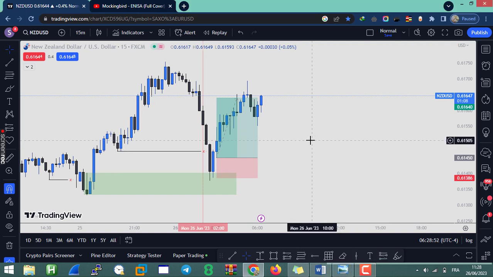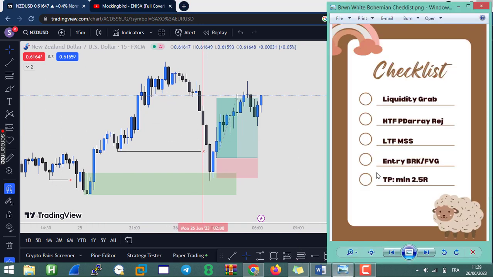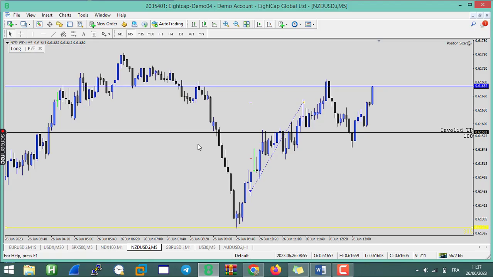In this one, I'm going to show you a trade that I took during the London session from today morning. I took it on the New Zealand dollar against the US dollar, and I used the strategy that I have always shared with you guys in this channel. You can go and check it out. For full transparency, you can see my execution here. I entered here and exited here.